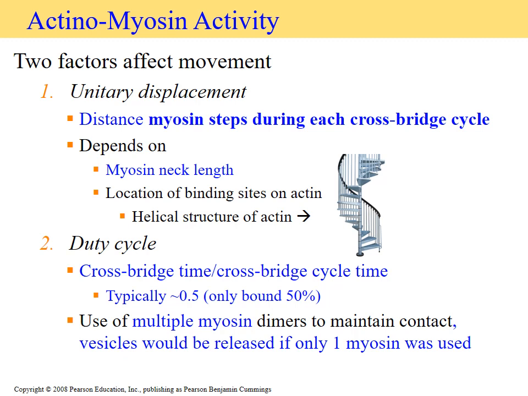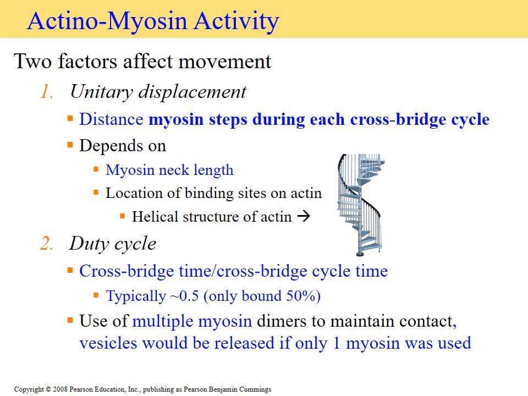Another few items that we can take a look at is if we want to calculate exactly how much movement the myosin head does, we can calculate this thing called unitary displacement. That basically calculates the distance that the myosin head will move from one cross bridge to the next, so from one physical contact to the next. This will all be dependent on the overall length of the myosin neck, as well as where the binding site of the actin is located.